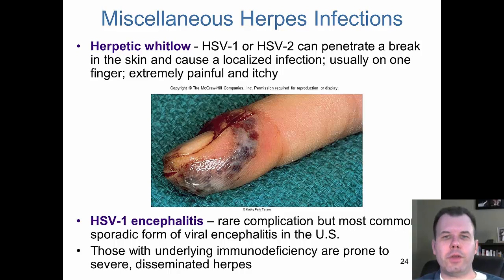Okay, HSV-1 encephalitis can occur, but it's a very rare form of viral encephalitis, but it can occur when it goes into the cranial nerves. It could always work back into the brain. And then again, those with underlying immunodeficiency are more prone to more severe and disseminated cases of herpes. So again, the less of an immune system you have, the more likely these infections are going to be worse.